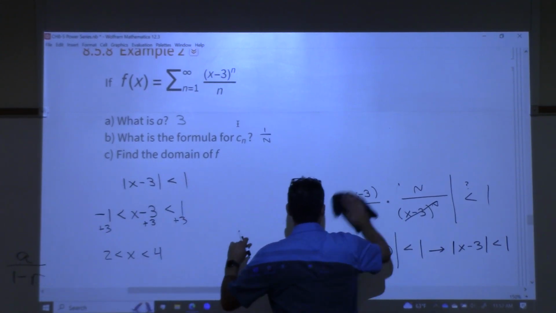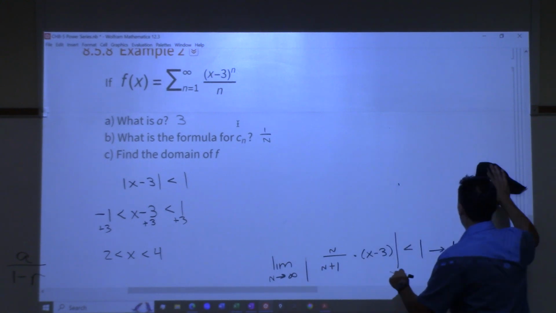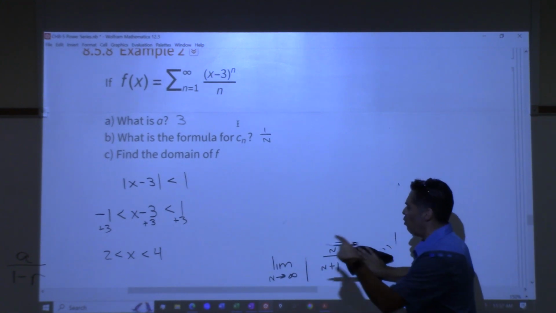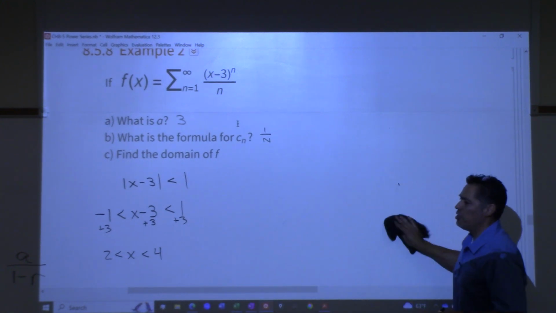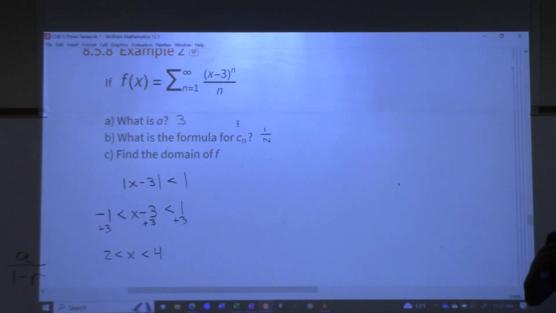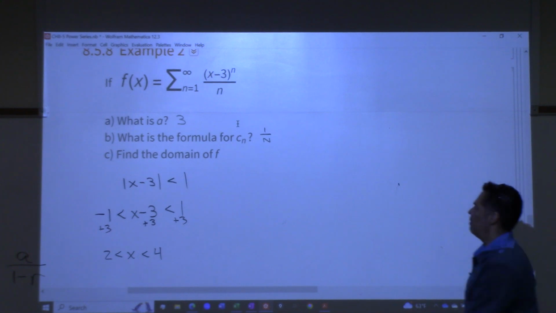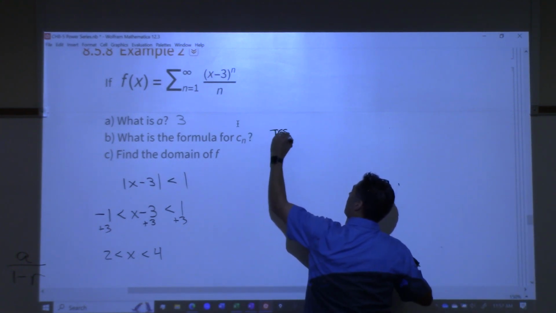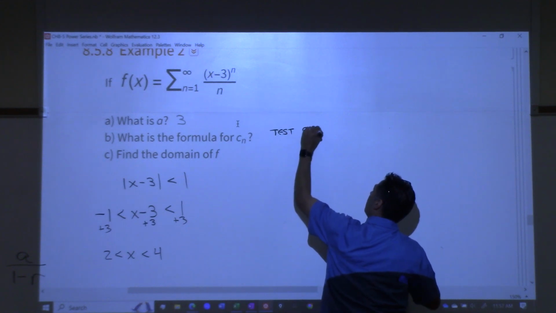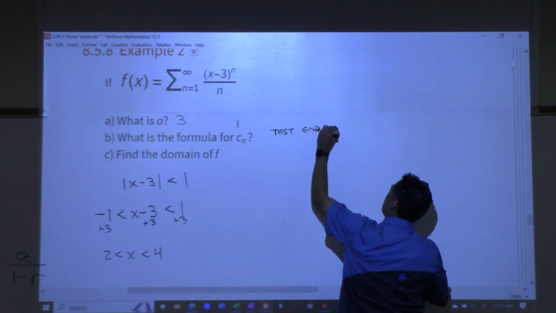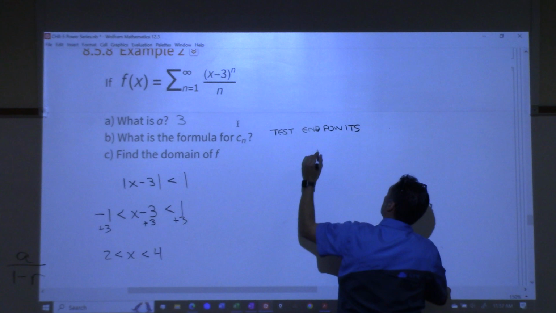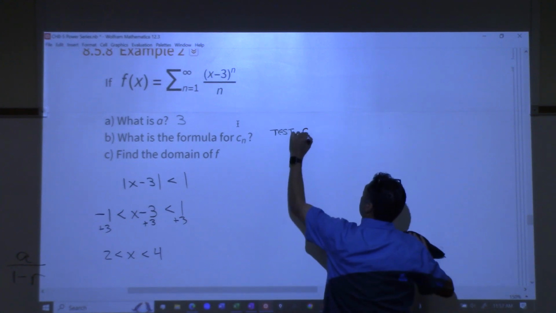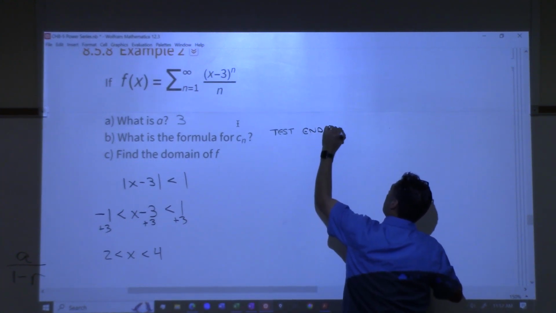Do y'all understand that the reason we're checking the endpoints is because when you try and plug in the endpoints 4 or 2, if you try the ratio test, you get 1, and the ratio test is inconclusive when you have 1? Yes? Okay, so now checking endpoints. I can't spell, can't write endpoints.